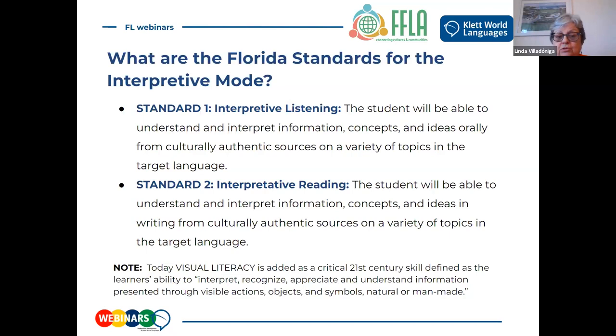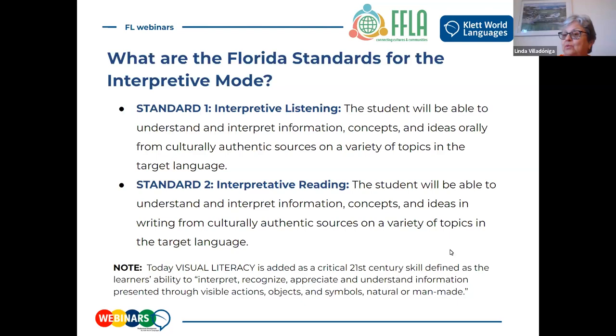Standard two, interpretive reading. The student will be able to understand and interpret information, concepts, and ideas in writing from culturally authentic sources on a variety of topics in the target language. So basically, they're the same standard, just different focus. And visual literacy, as I said before, I already explained that, so I'm not going to dwell on that.